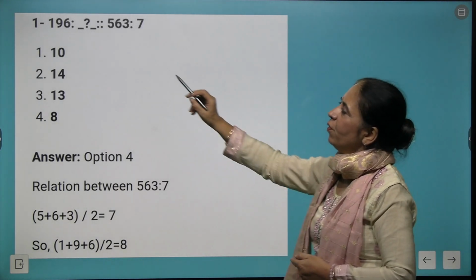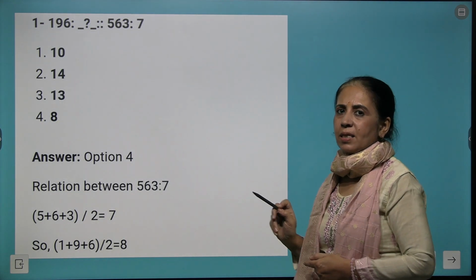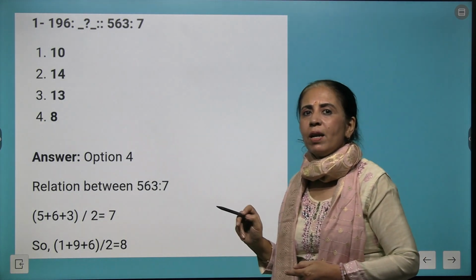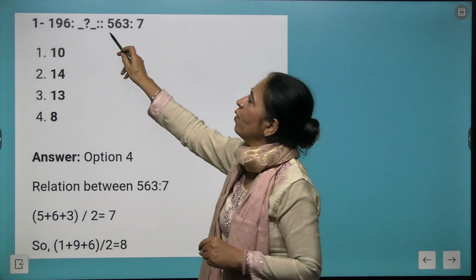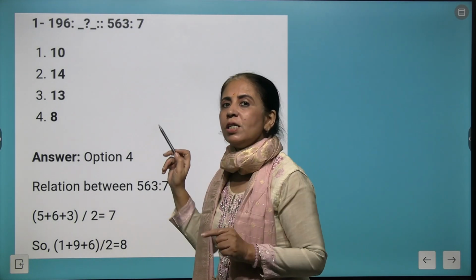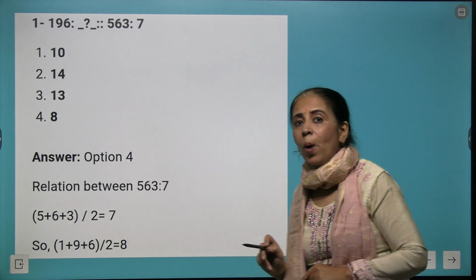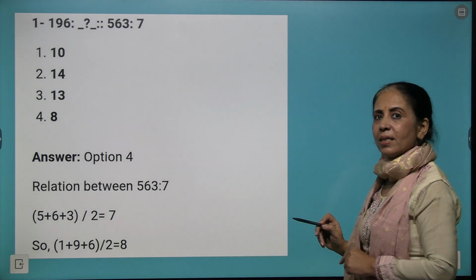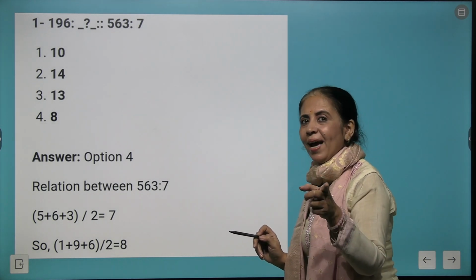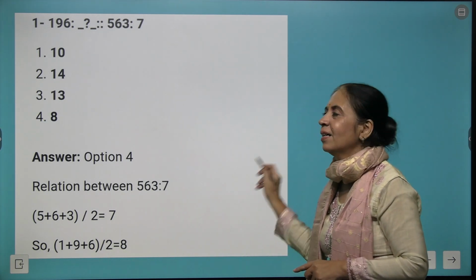And further, we have a sequence of number 196 is to what? Like 563 is to 7. So now if I add 5, 6 and 3, we get 14. 14 divided by 2 is 7. In the same way, if I add 1, 9 and 6, we get 16. Let's divide 16 by 2. What do you get? Perfect. 8 is the right answer.